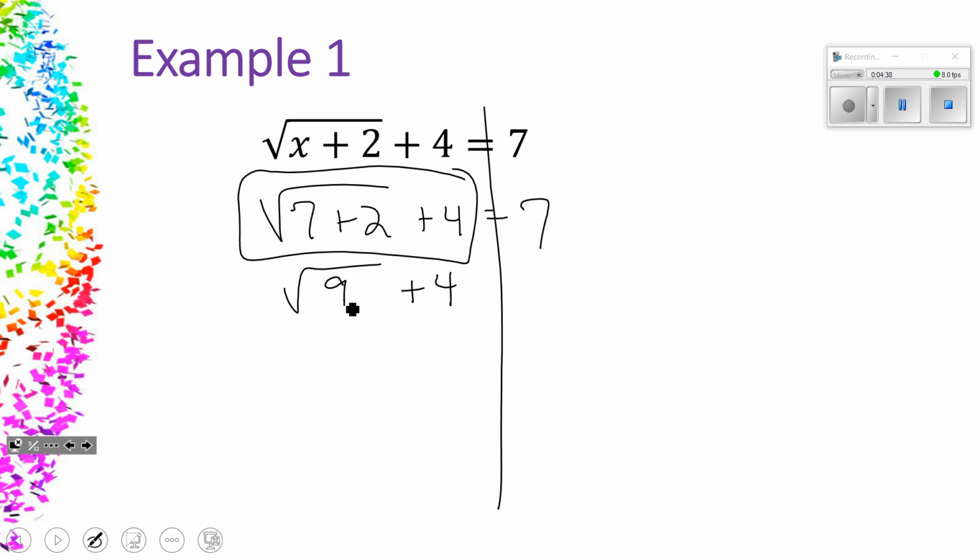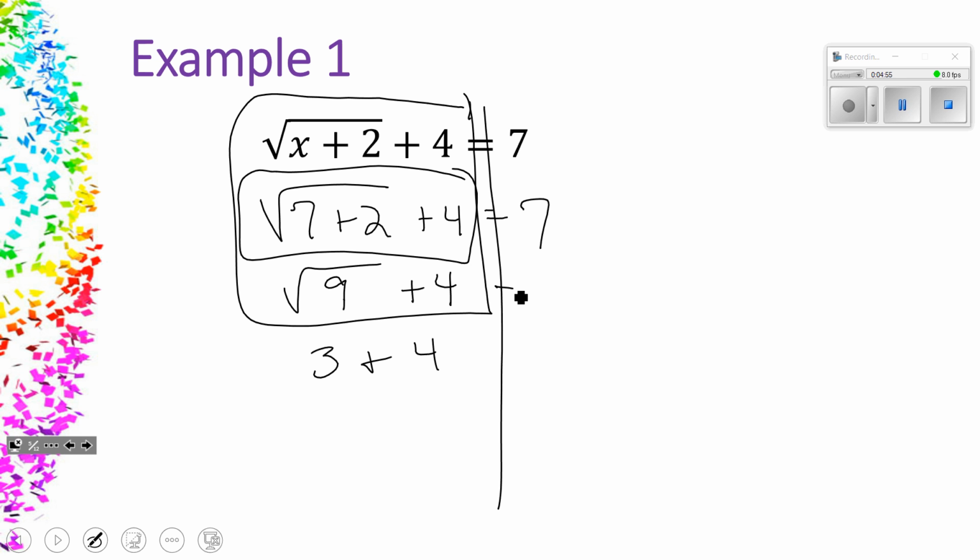My question is, would this be plus or minus 3? Or would this just be 3? If I'm doing my check step and all I'm doing is just evaluating, then the square root of 9 we're just going to say is 3. And so 7 would be equal to 7. So that does work.